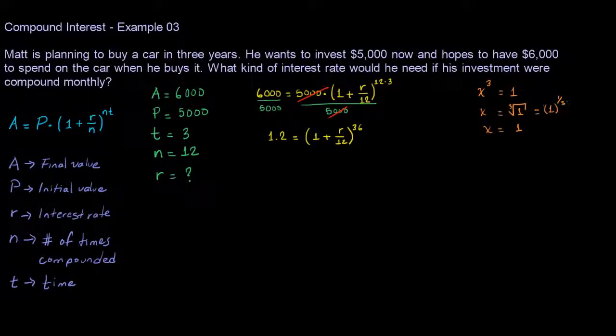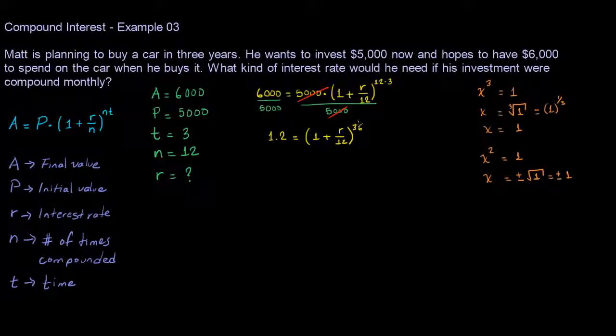Now, every time we have an even power, just keep in mind that if you have x squared equal to 1, and you get the square root of this one, the result will have two possibilities, plus or minus. The square root of 1 will be equal to plus or minus 1.